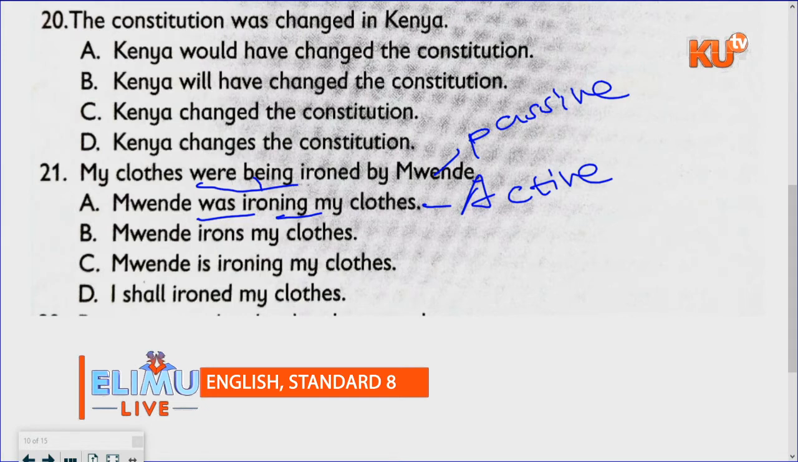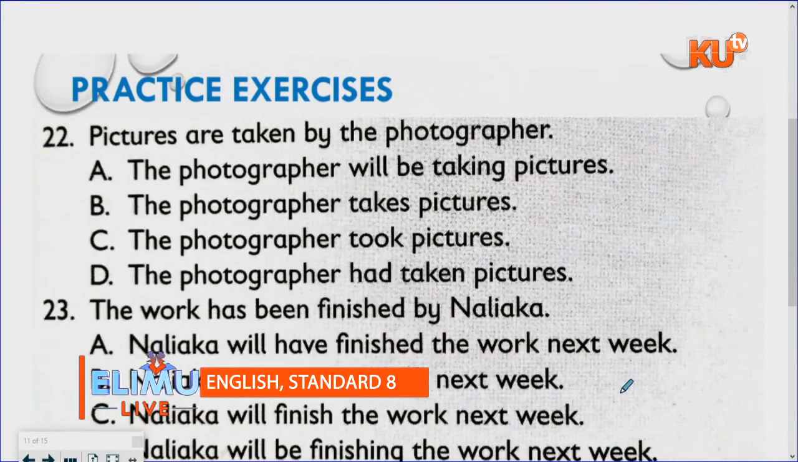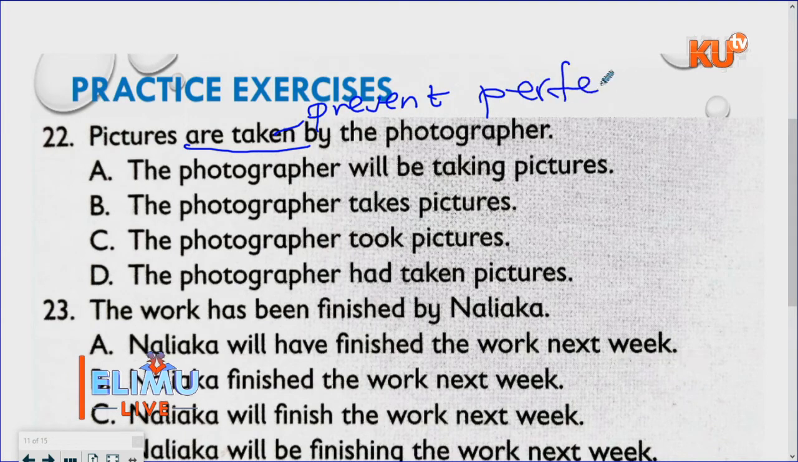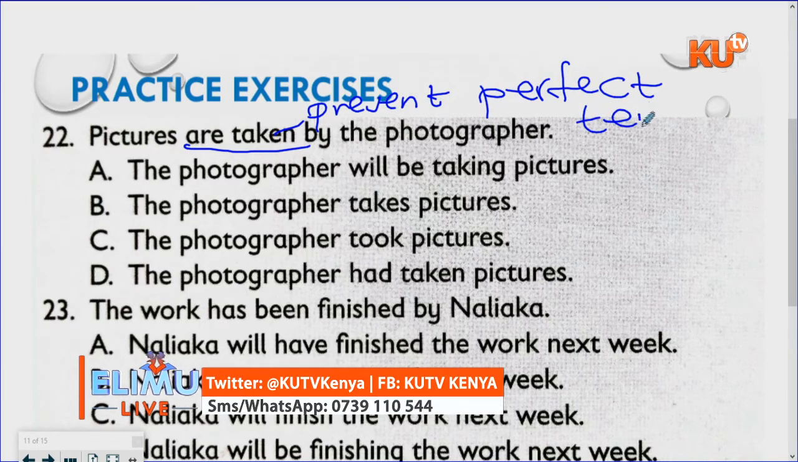The next exercise, question 22. Pictures are taken by photographers. Pictures are taken. Are taken. That tells you that it is in, are taken. Are is present. Taken is perfect. So it is in present perfect tense. Are taken is in present perfect tense.